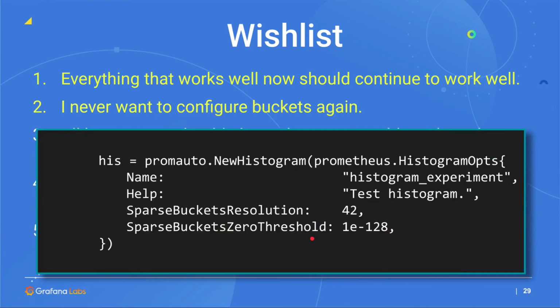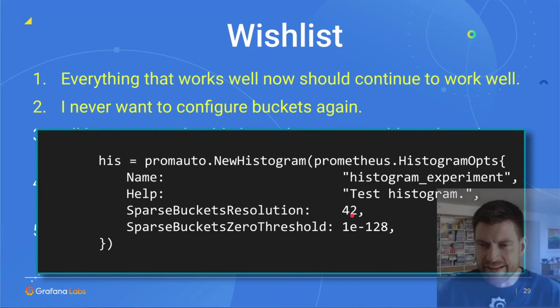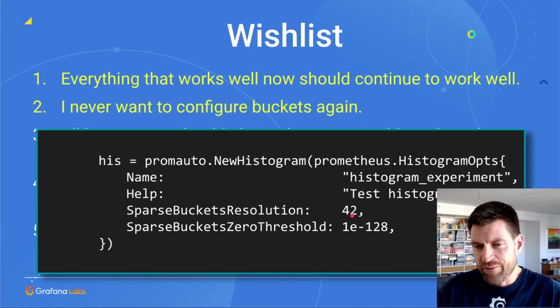This is the only thing that works in principle a bit less well. I never want to configure buckets again. I told you there are just two parameters, the resolution and the zero threshold. This is real Go code from my proof of concept code. Now in practice, you will never configure the zero threshold. It would just be at this very small value and you never have to change it. And ideally, we will find a resolution that is good enough for everyone, but not too expensive. And you never have to touch this either. It could be 42. That would be fun. It will be somewhere between 20 and 100, 200. I'm pretty sure about that. And yeah, we just have to find something, right?